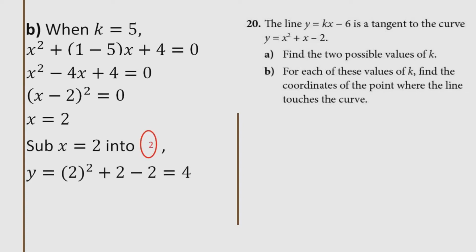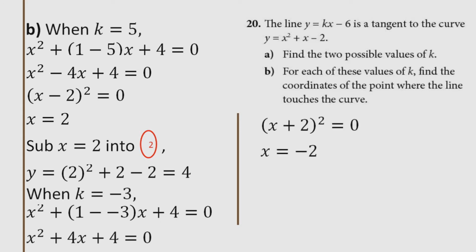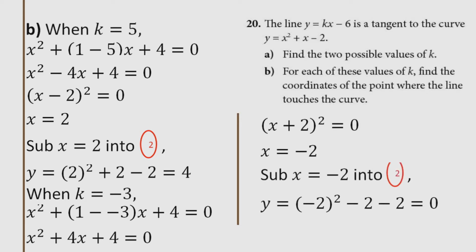Now we are going to consider the second case, k is equal to negative 3. So substitute, plus 4, simplify and factorize, x is equal to negative 2. When x is equal to negative 2, y is equal to 0. So we have two possible coordinates here: 2, 4, and negative 2, 0. These two coordinates are the potential coordinates where the line y equal to kx minus 6 is a tangent to the curve y equal to x squared plus x minus 2.